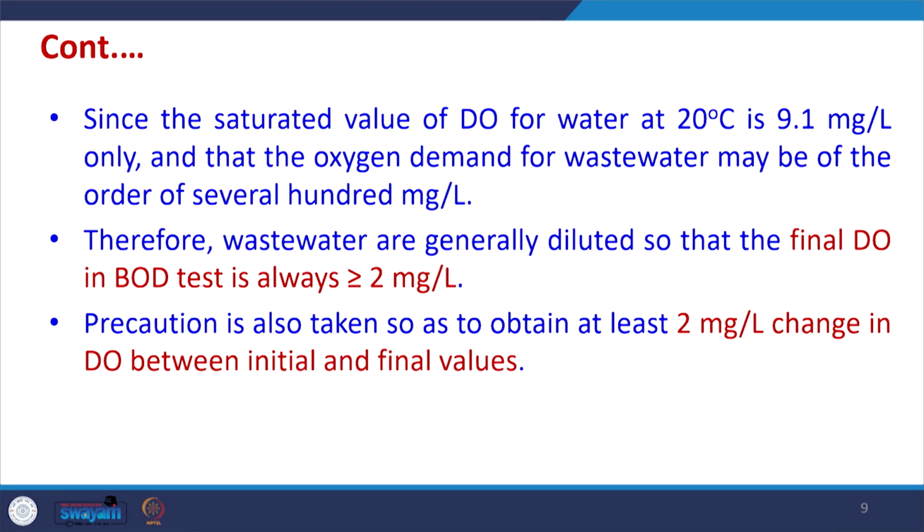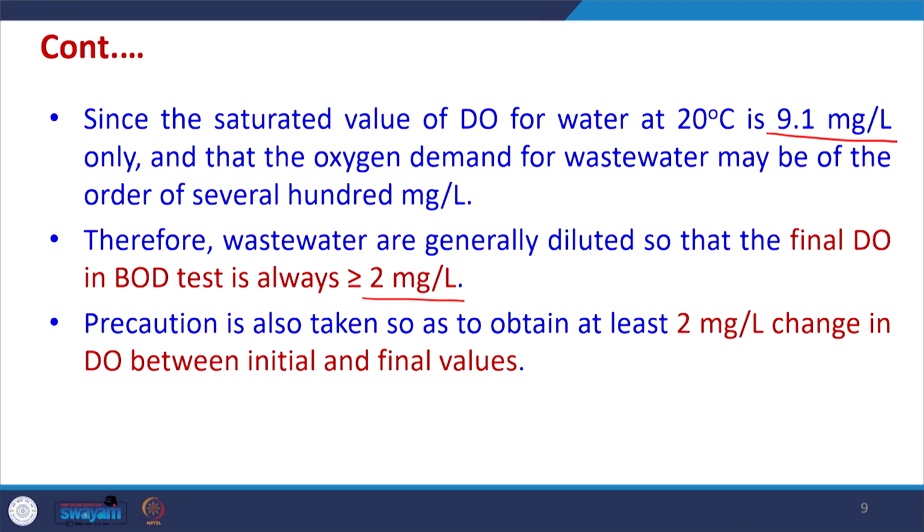The saturated value of DO for water at 20 degrees centigrade is only around 9.1 milligram per liter, which means the oxygen demand of wastewater may be of the order of several hundred. Therefore, wastewaters are generally diluted, so that the final DO in the BOD test is always greater than 2 milligram per liter. In any wastewater sample, dilution is very necessary, because unless we perform dilution we cannot measure the BOD correctly, as the BOD may be much higher whereas the DO saturation level is only 9.1 milligram per liter.